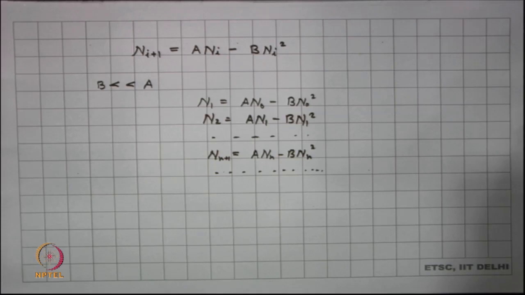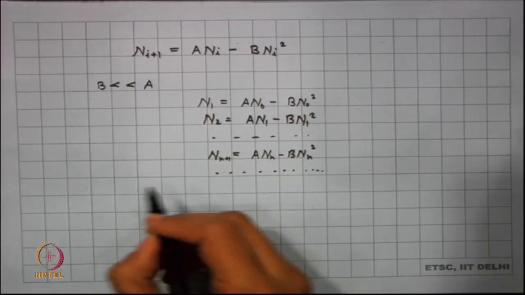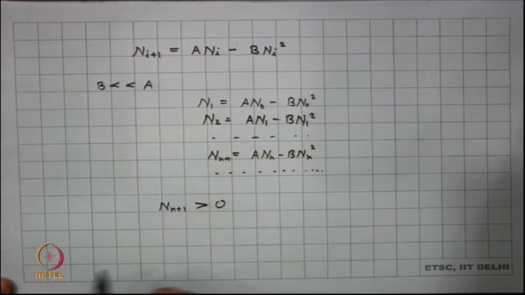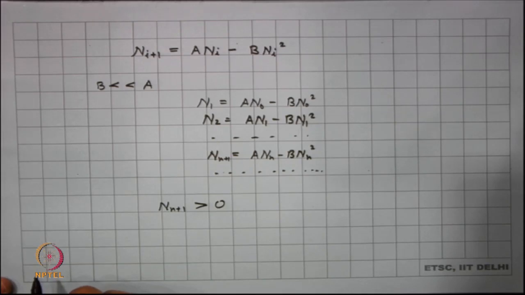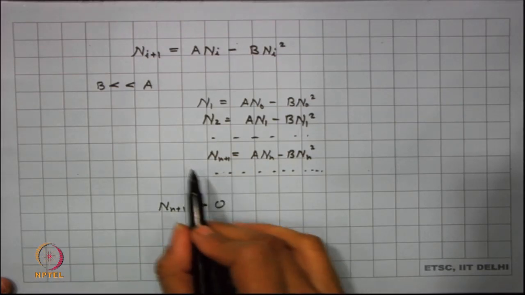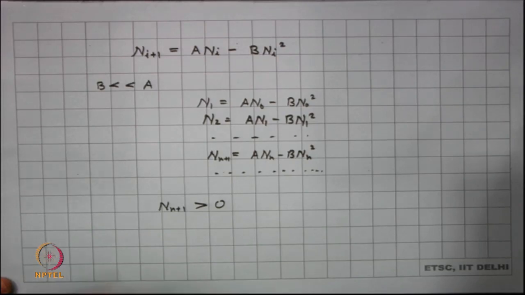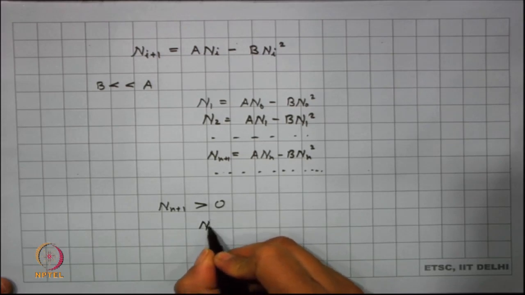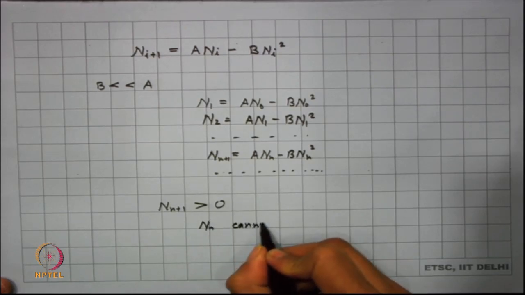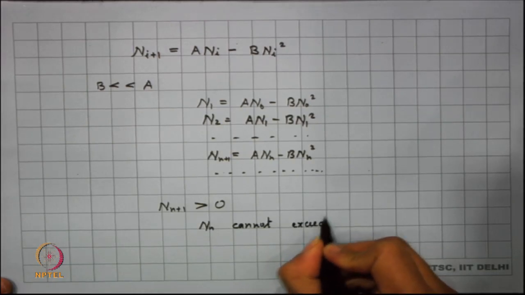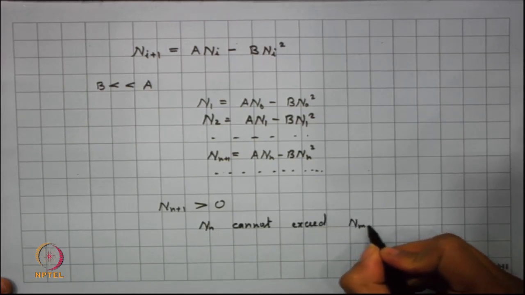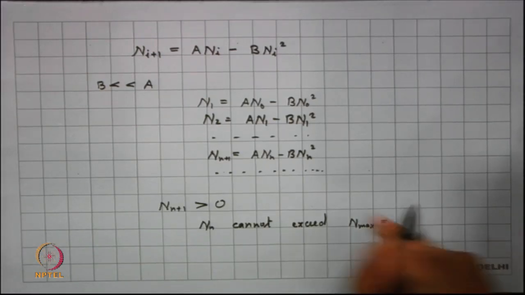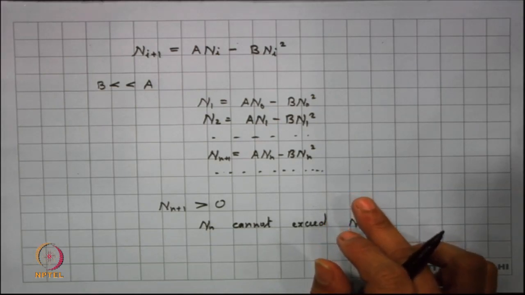We want the population to still remain positive. So, supposing I want my Nn plus 1 to remain positive, what happens in that case? Simply calculating, one can observe that Nn cannot exceed what I call N maximum, which happens to be equal to A by B. I think that is what it turns out to be, yes, A by B.